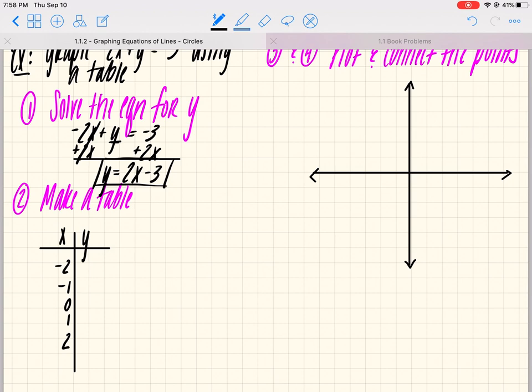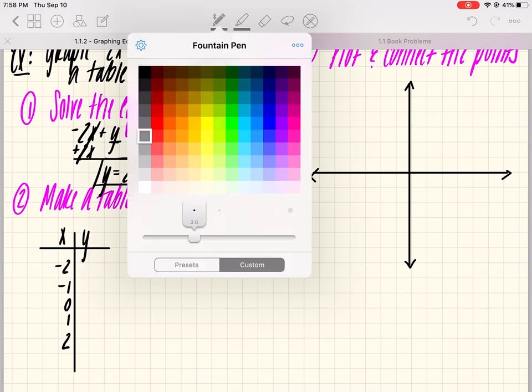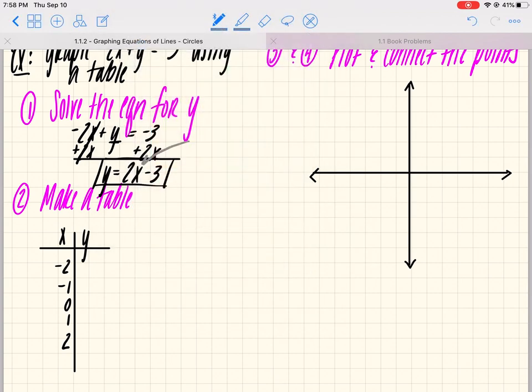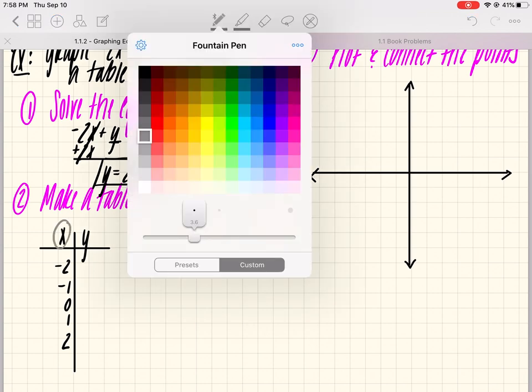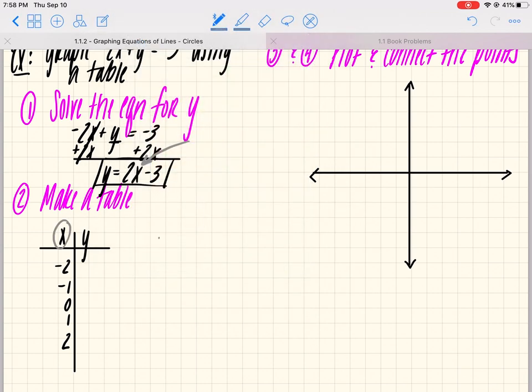So I'm going to plug in every single one of these x values for x in the equation here. Okay, so over to the side, I'll show that work. If we plug in -2 to start with, I would have y equals 2 times, now instead of x, I'd have -2, in parentheses, minus 3. 2 times -2 is -4, and then minus 3 is -7.